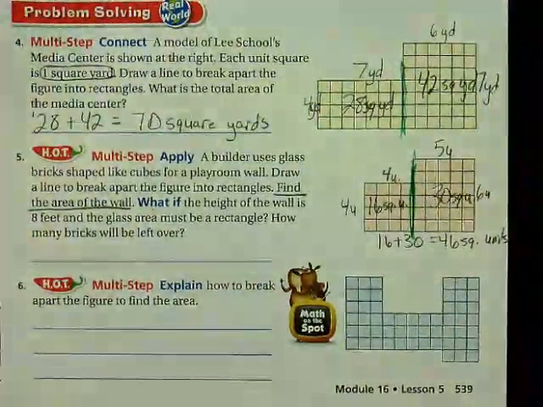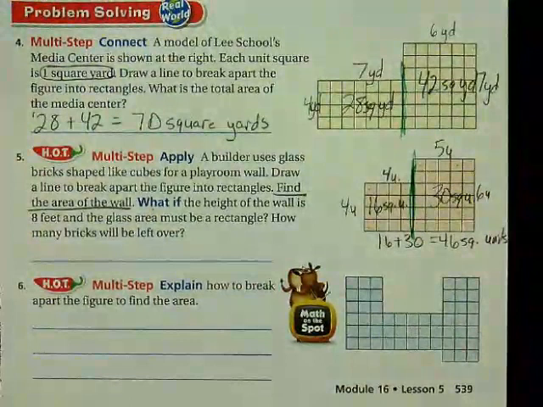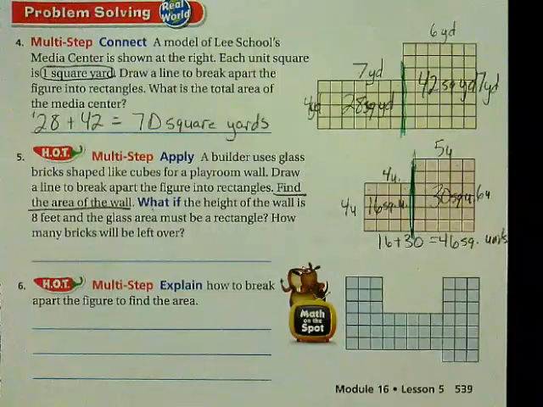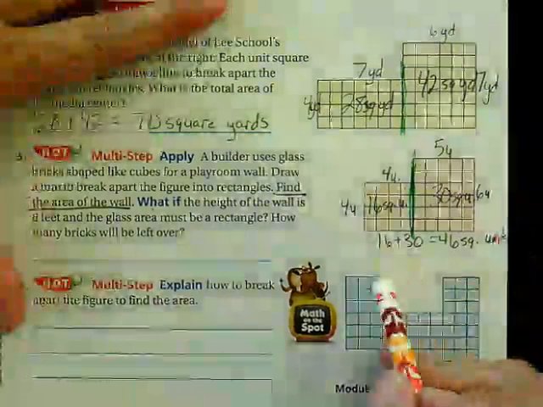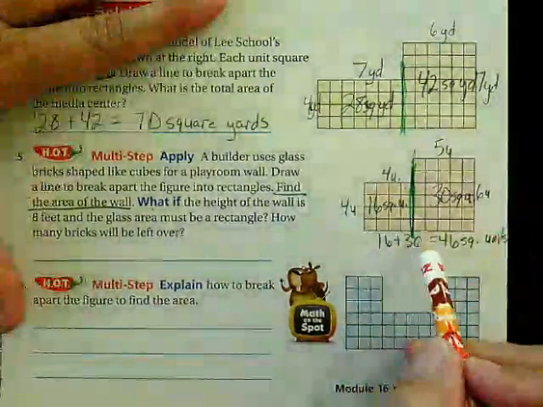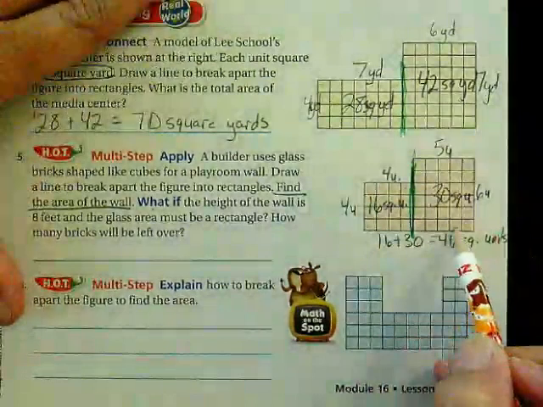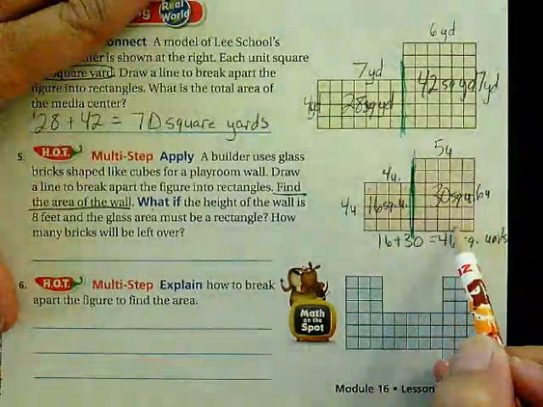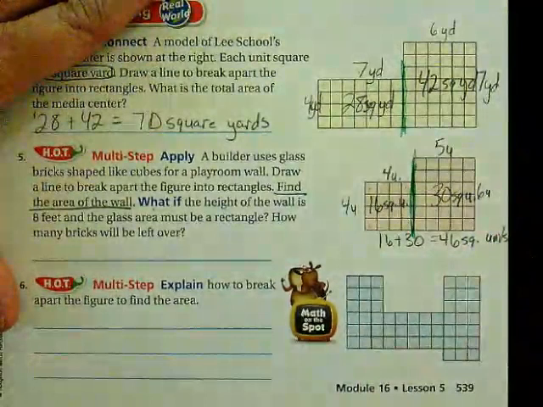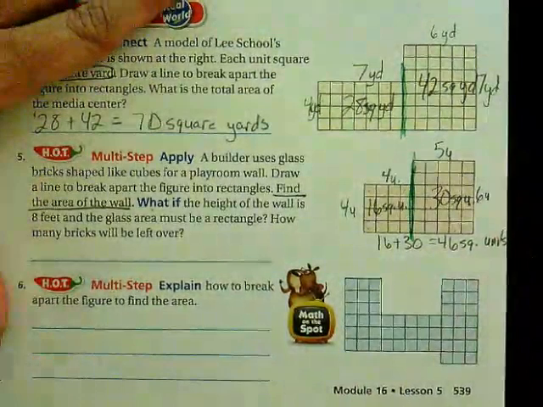What if the height of the wall is 8 feet and the glass area must be a rectangle? Okay, so how do we want to do that? 8 feet must be a rectangle. Well, right here, I know we have 1, 2, 3, 4, 5, 6, 7, 8. And it needs to be a rectangle. Give me just a second. Let me think this through.